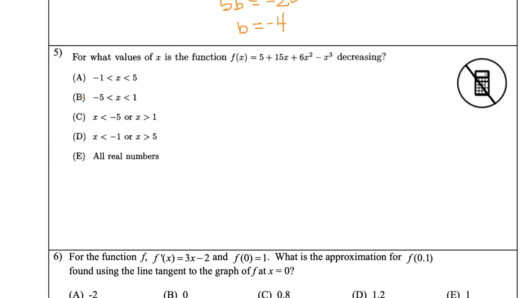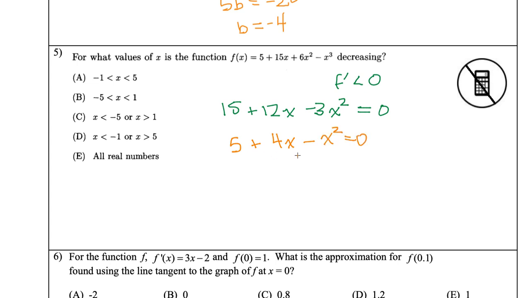Number 5. For what values is this decreasing? What is the definition of decreasing? It's where f prime is less than 0. Very good. So I need to find f prime. So taking the derivative, I get 15 plus 12x minus 3x squared, and I need to set that bad boy equal to 0. Let's divide everything by 3. Divide both sides of the equation by 3. If I do that, I get 5 plus 4x minus x squared is equal to 0.